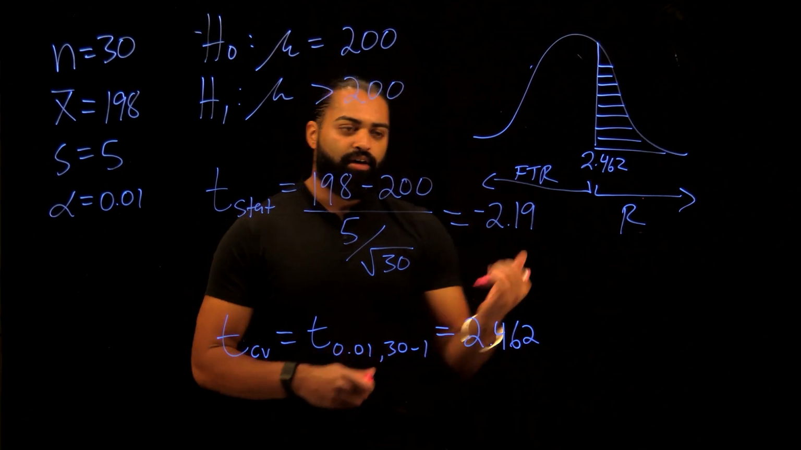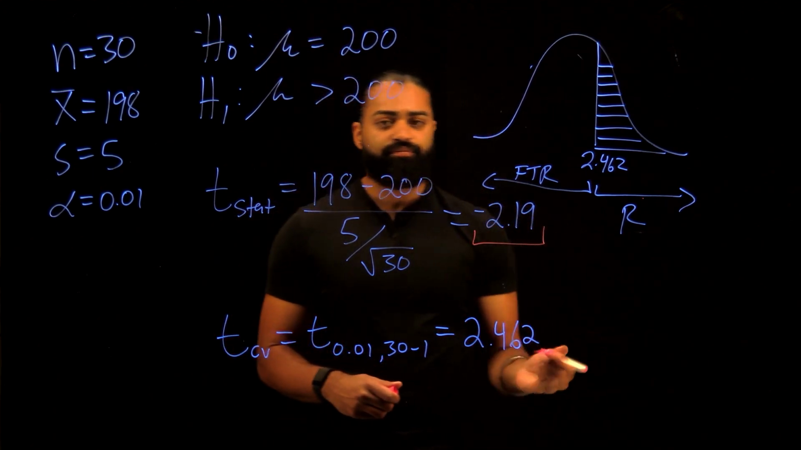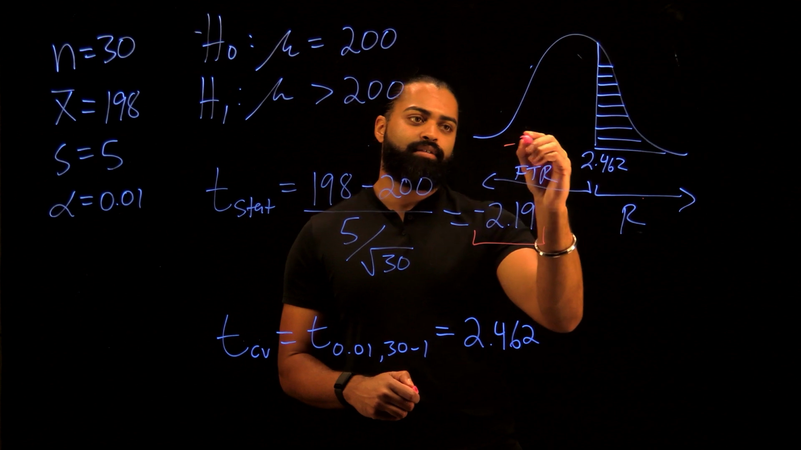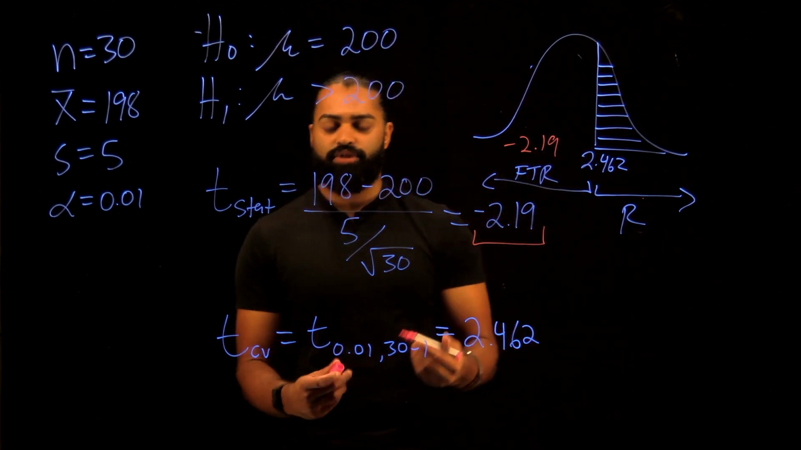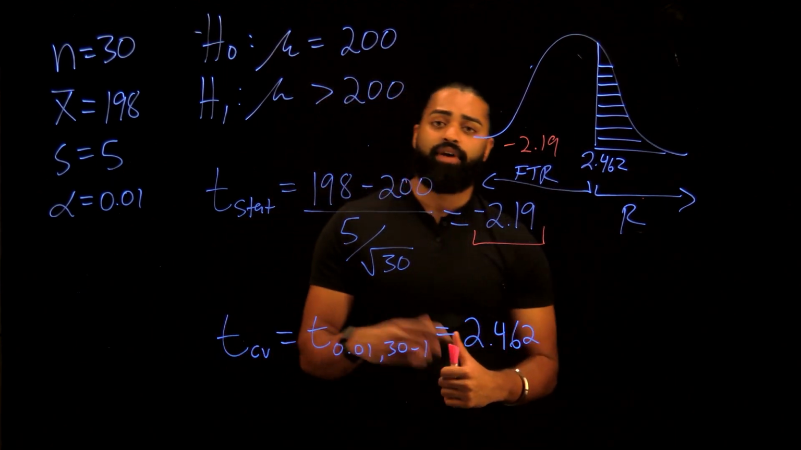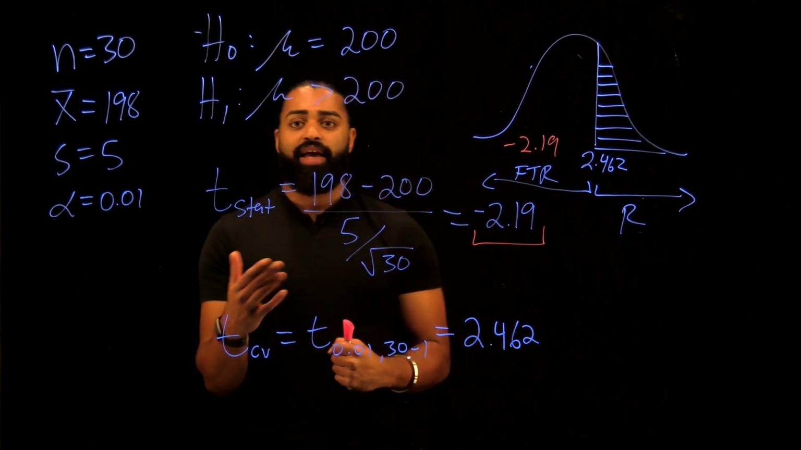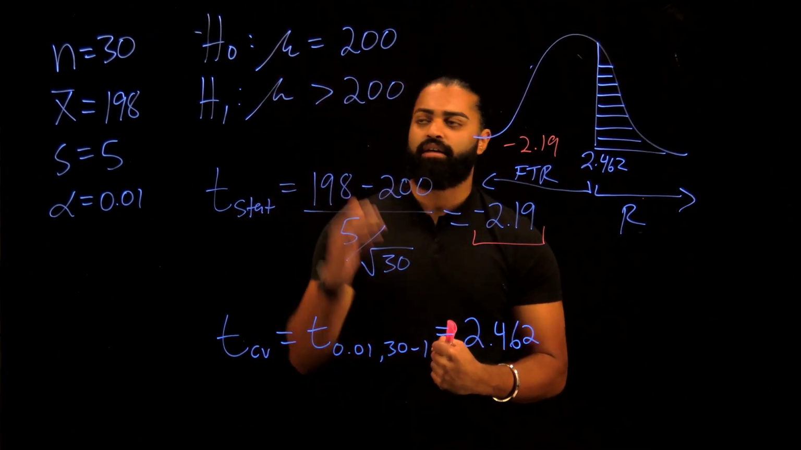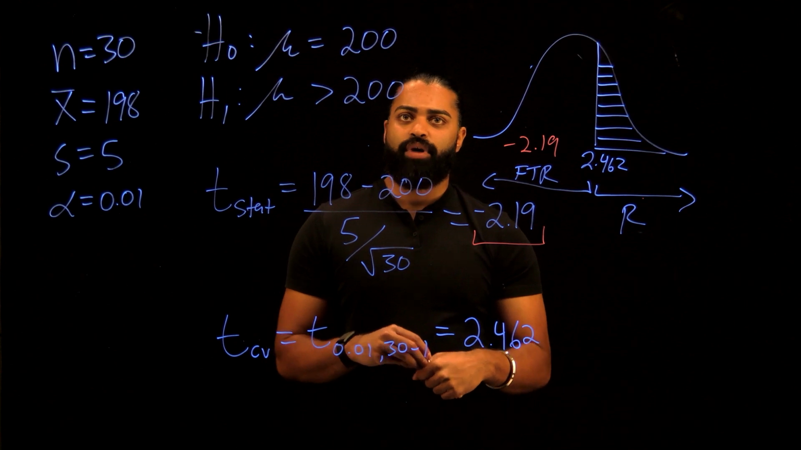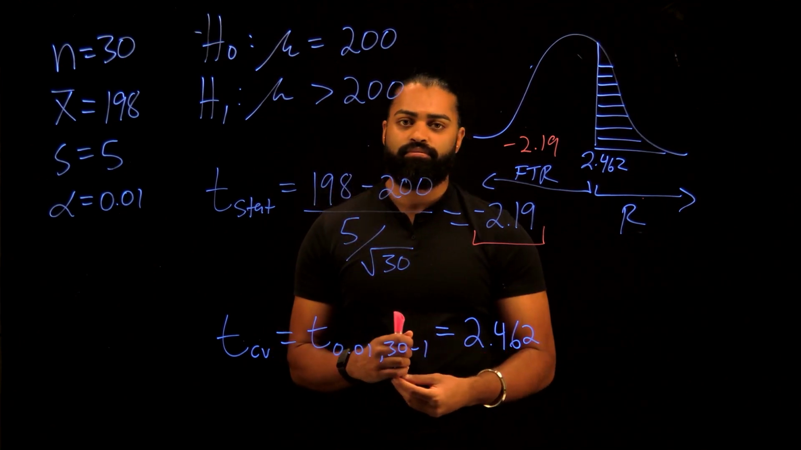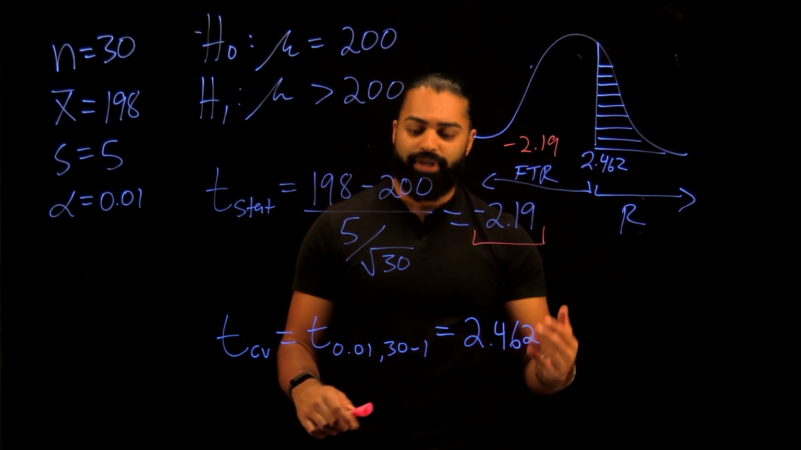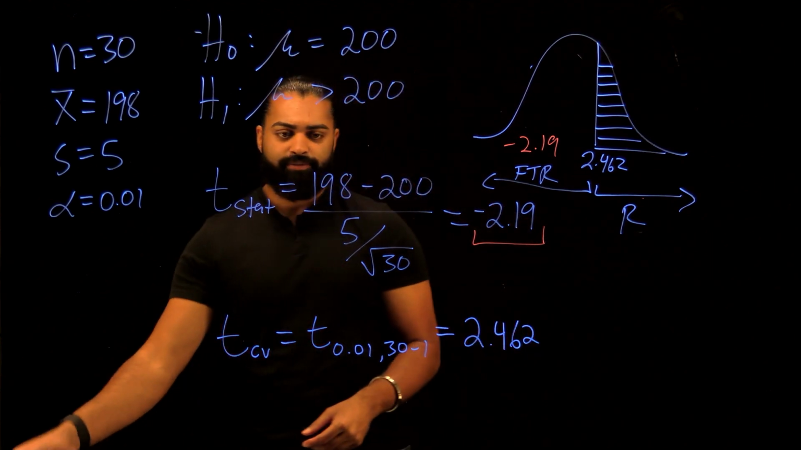Anything greater than that value, we're going to reject. We notice that our value is negative. So negative 2.19 does not fall in the rejection region. So our decision in this case is going to be fail to reject the null. There's not enough evidence to support the claim that the average weight of the product is more than 200 grams. So that's how you would make your decision with a right tail test.